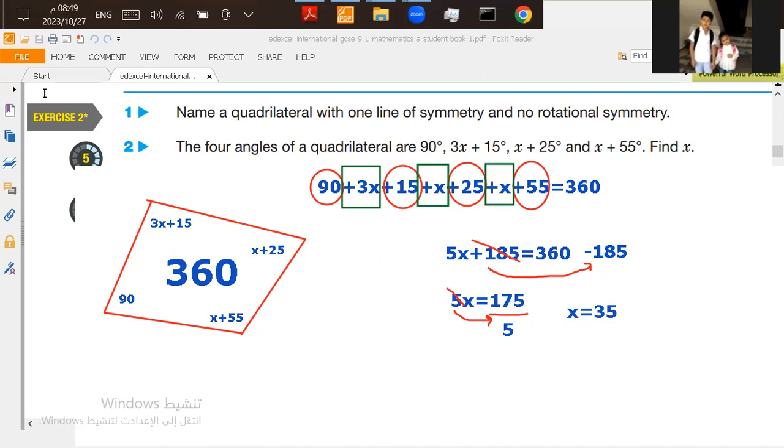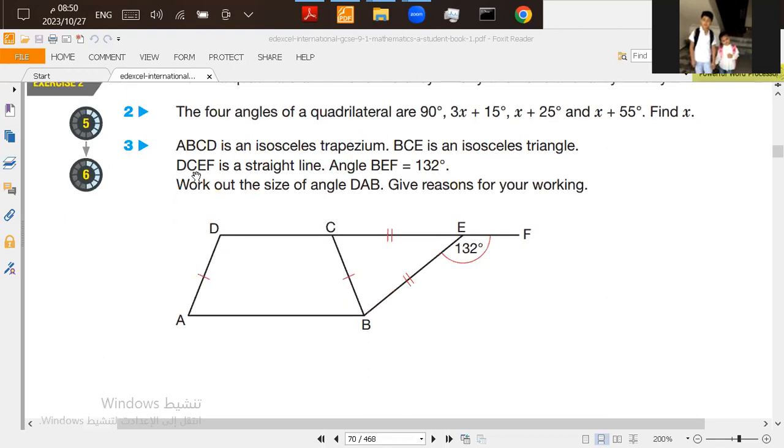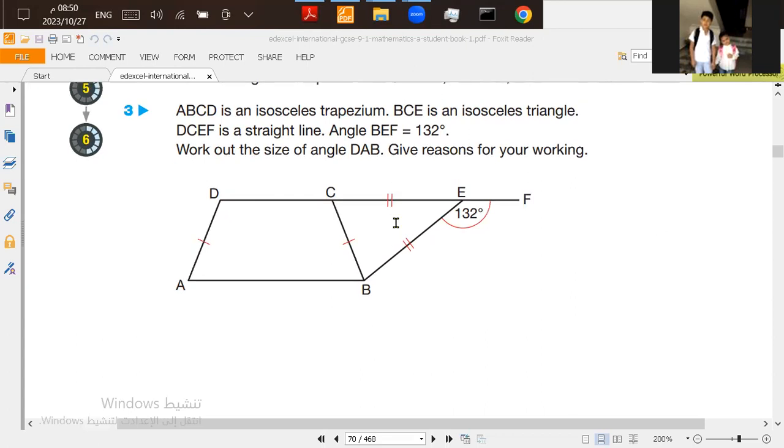Now let's move on to the next question. Okay, let's move on to the next one. This one is question 2, right? Now question 3. In question 3, same idea and same steps, and we're going to use the same methods and the same rules, okay? Focus with me on this because this one is a little bit long, but it's easy to understand. ABCD is an isosceles trapezium.